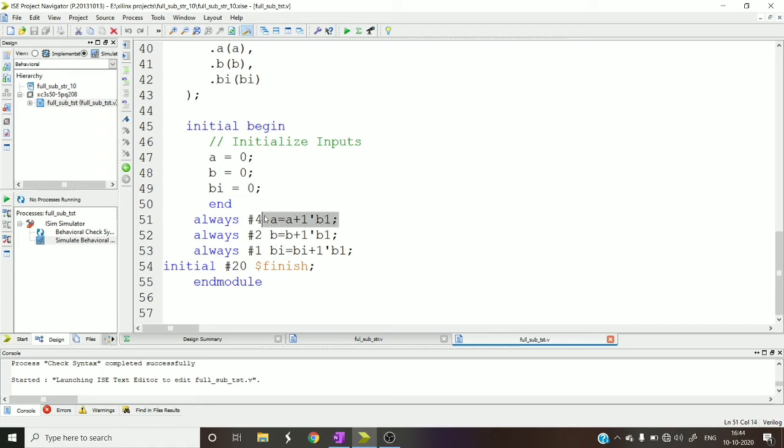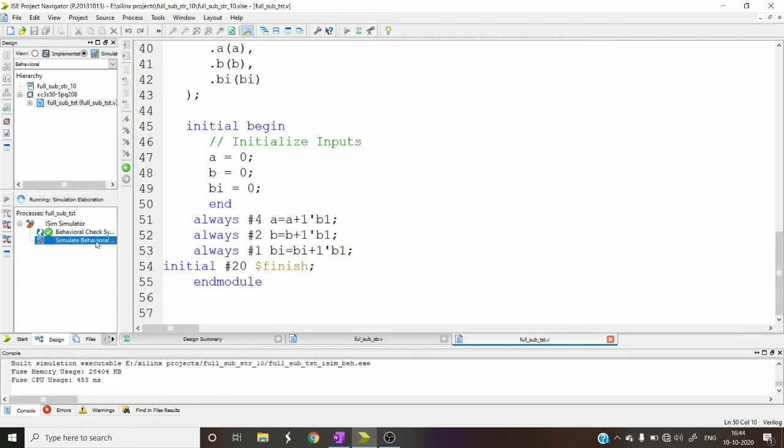So it will switch for every 4 time units, and similarly the middle bit B will switch for every 2 units, and the LSB bit will switch for every 1 time unit. So let me see how the waveform would be. Let me check the syntax. So this is one such good way of writing a test bench. As the number of input combinations increases, this technique will come in handy.